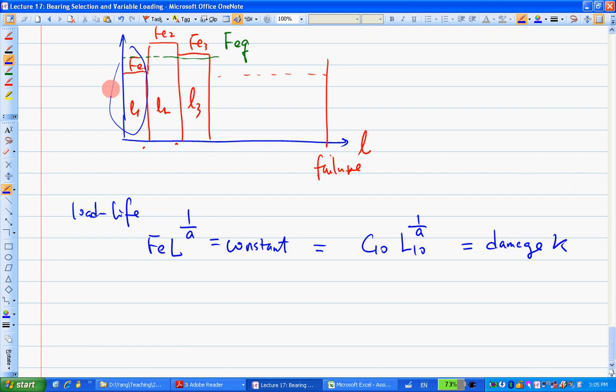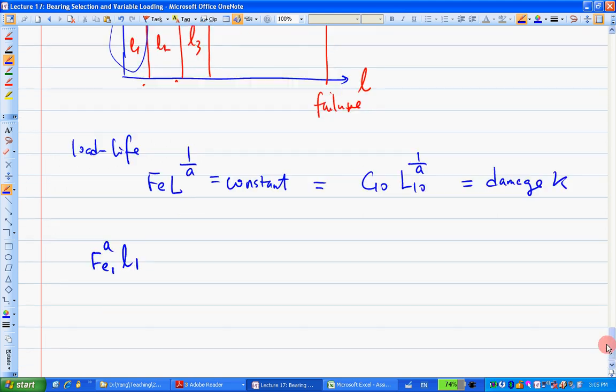So let's use F1. That's a kind of damage. That makes sense? But this damage is not the key yet, right? It's not a full damage yet. It's partial damage, though, right? Partial damage, all right?